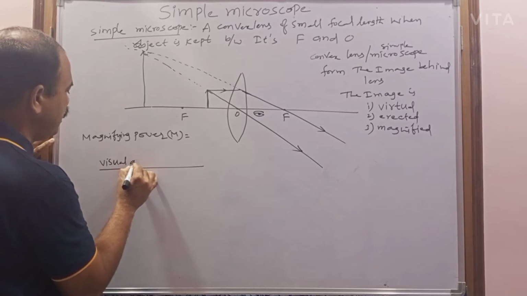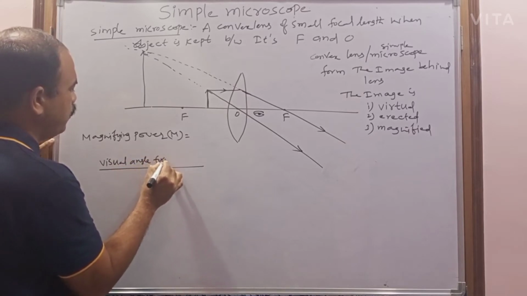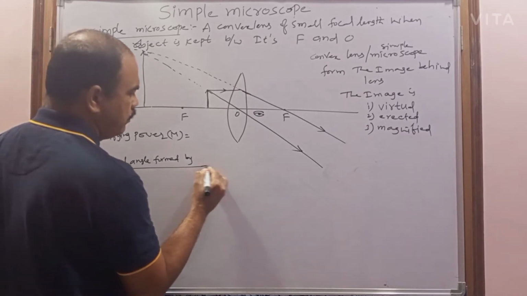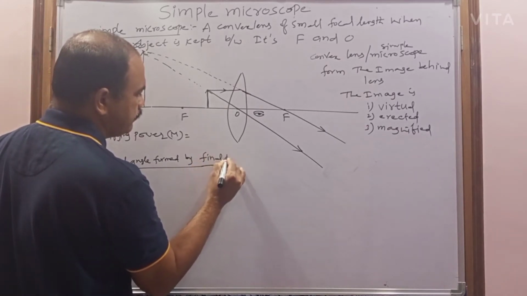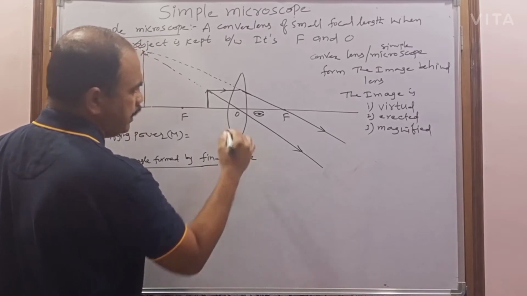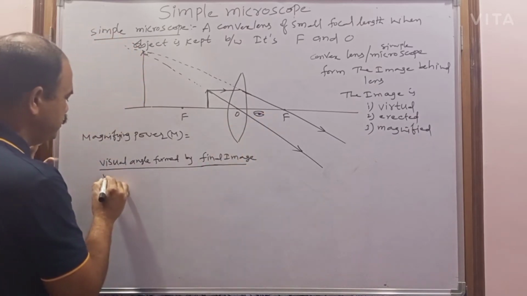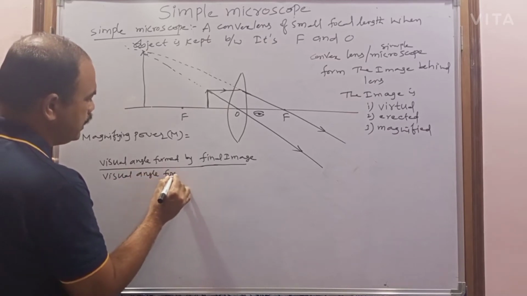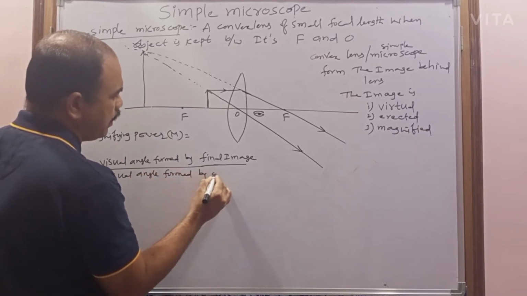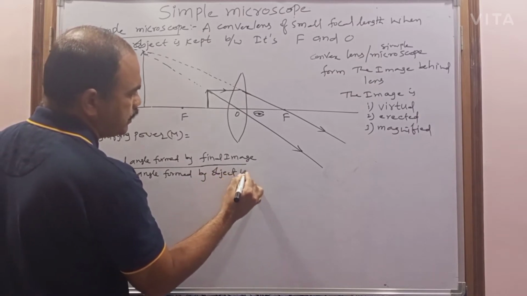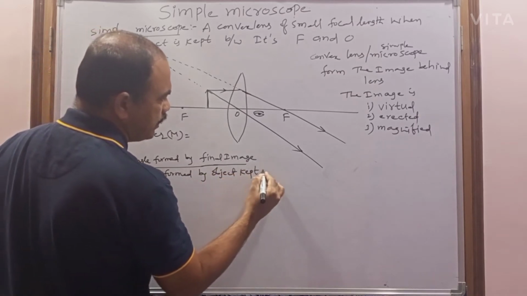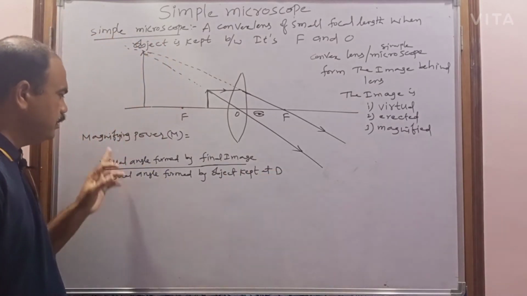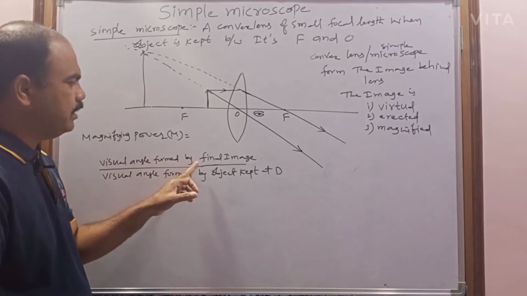So the magnifying power is the ratio of the visual angle formed by the final image at our eye to the visual angle formed by the object kept at D.